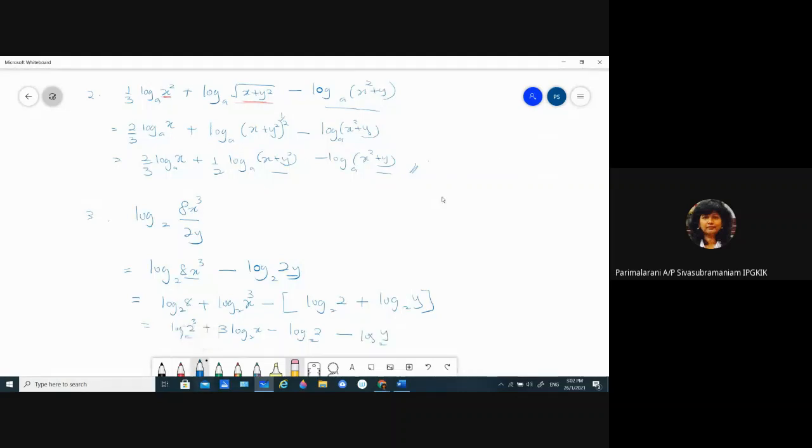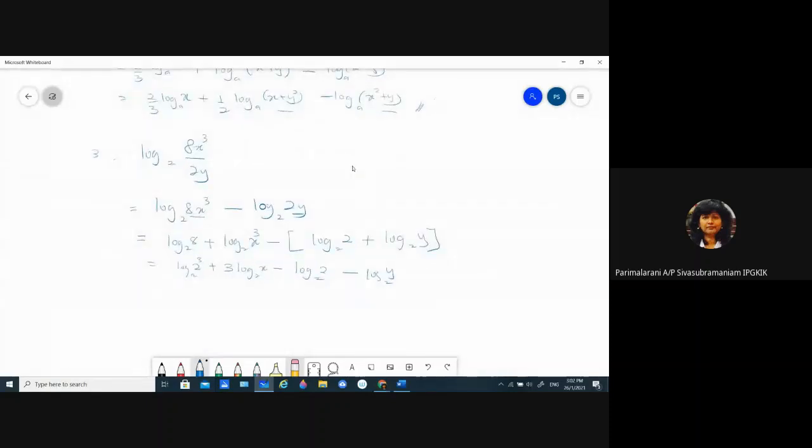So how do we solve this further? This is 3 log 2 plus 3 log x minus log 2 minus log y, base 2. So this and this we can solve. You can put in 1 straight away also if you want. So 3 log 2 base 2 minus log 2 base 2 is 3 minus 1, which is 2. So this is finished, and we have plus 3 log x base 2 minus log y base 2.